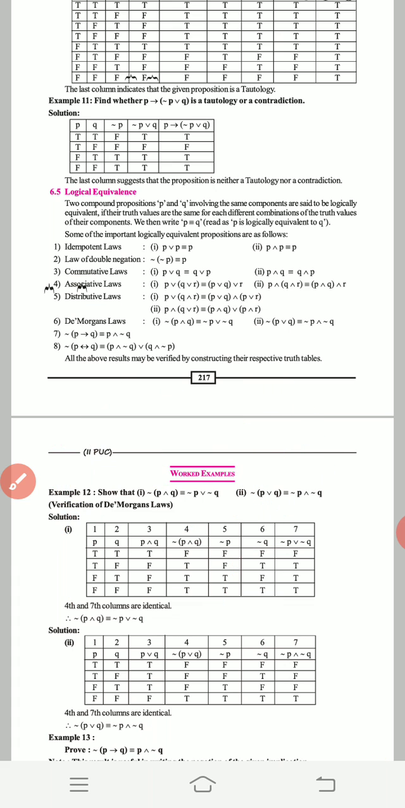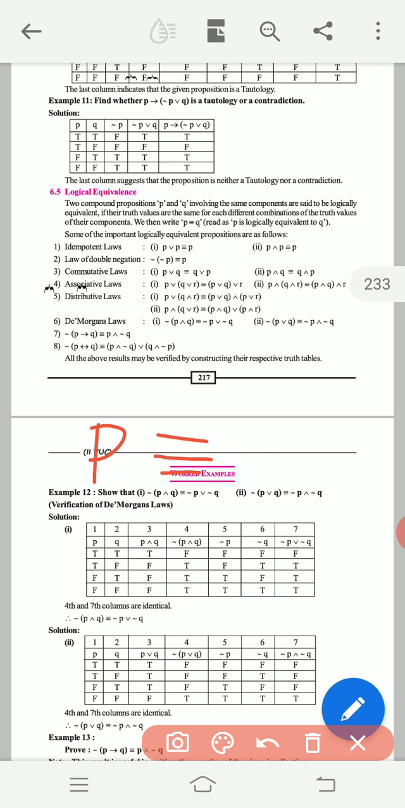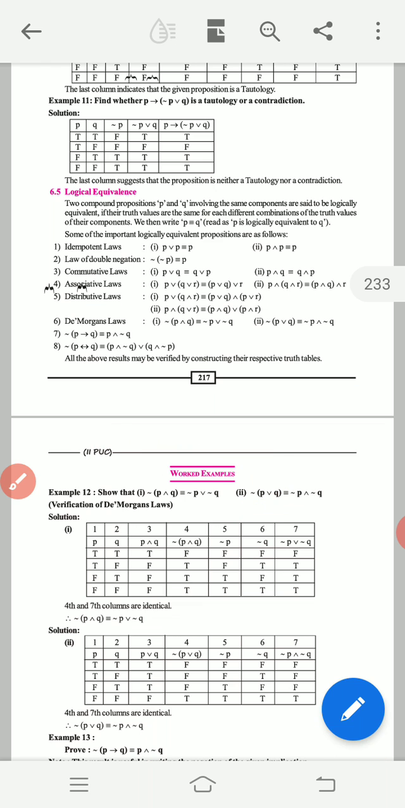See here, definition. Two compound propositions P and Q involving the same components are said to be logically equivalent if truth values are the same for each different combination of the truth values. You have to get same truth values for all the combinations of truth values. Then only we call it as both are logically equivalent. We can write it like this, P logically equivalent to Q. Okay. See, some of the logically equivalent propositions are there. We can call them laws.